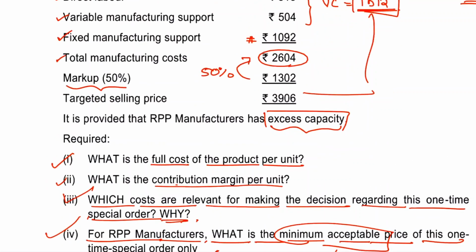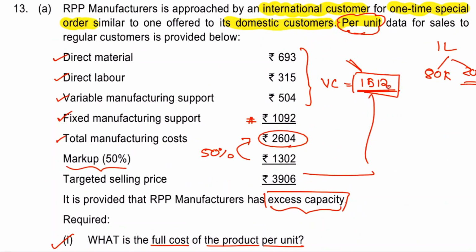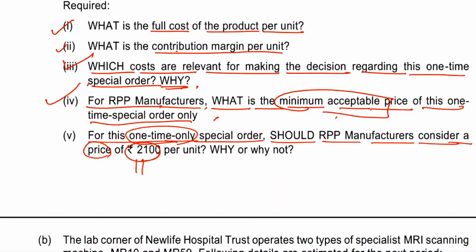Yes, your cost is 1512. So if the selling price is higher than this, you will accept the offer. It is going to generate revenue. Yeah. So you won't consider this 2604. You may say, sir, my cost is 2604, how can I accept 2100? No. You will consider only variable cost.